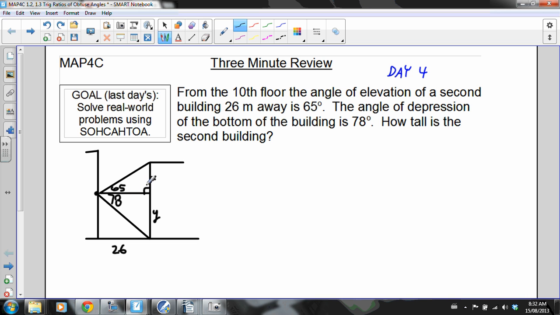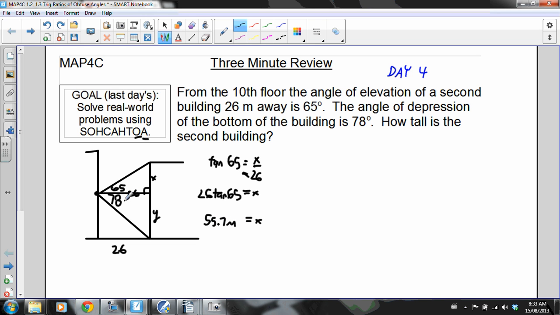In this top triangle, we've got the opposite side and the adjacent side to the 65 degrees is 26. So opposite and adjacent, I'm going to use the tangent, is opposite over adjacent, and I can calculate x there. 26 times the tan of 65. Boom that into your calculator. 55.7.